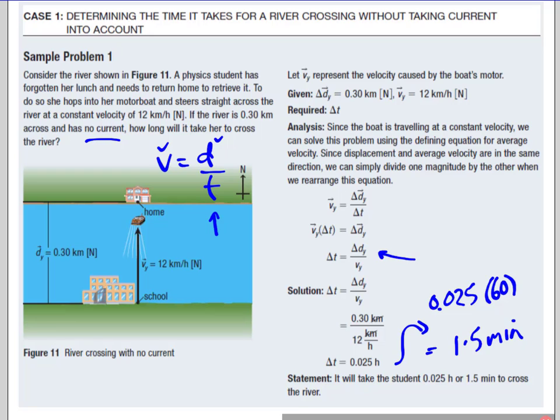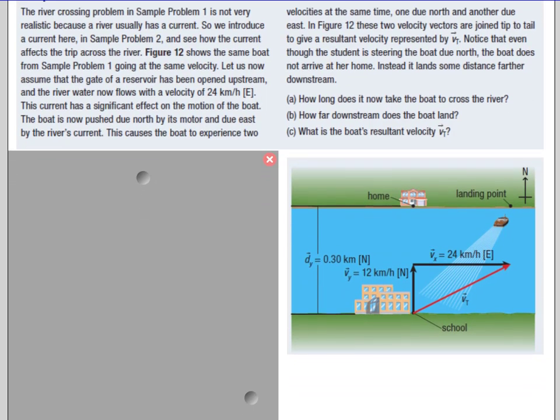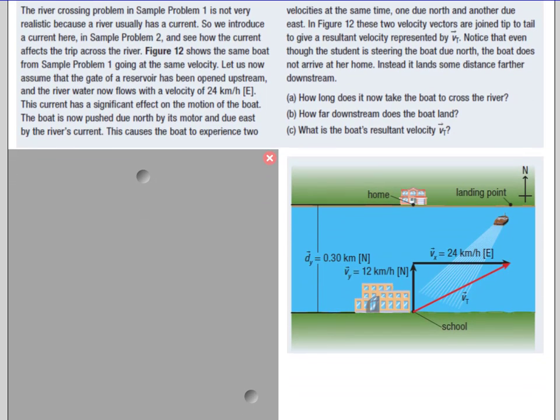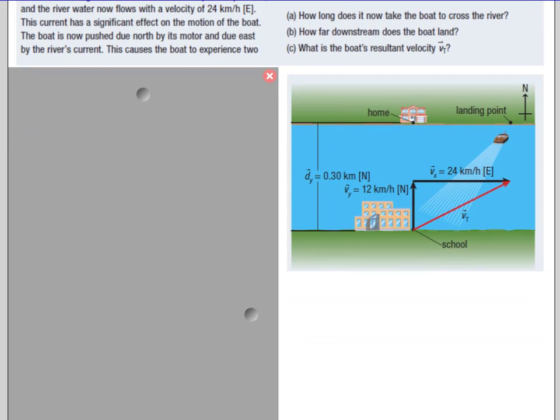But now we're going to open the water up. We're going to go up to the dam and we're going to open the water. And we're going to let the water flow down the river. So let's do the exact same setup. We have a school, a home, motorboat can drive at 12 kilometers an hour. But the current now is going to pick up to be 24 kilometers an hour. And this is where your life experience and the physics will diverge. Because if you can imagine being in this situation, or if you've tried to swim across a river, it feels like you're going faster.